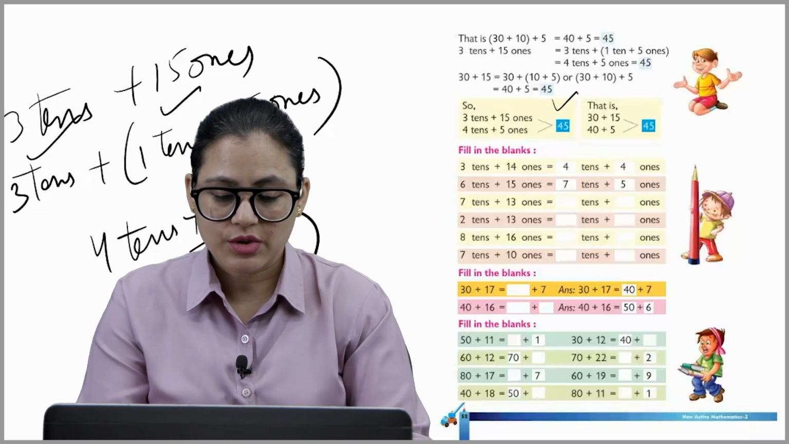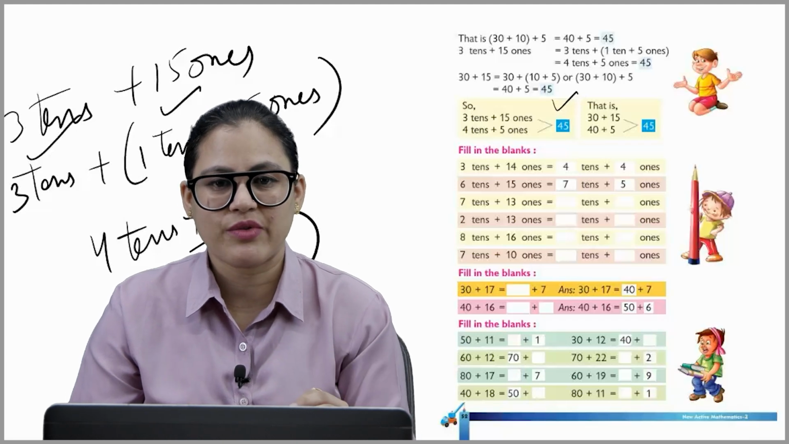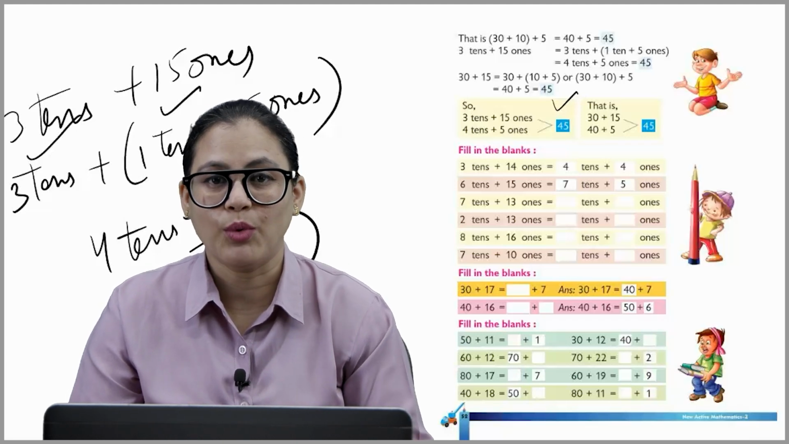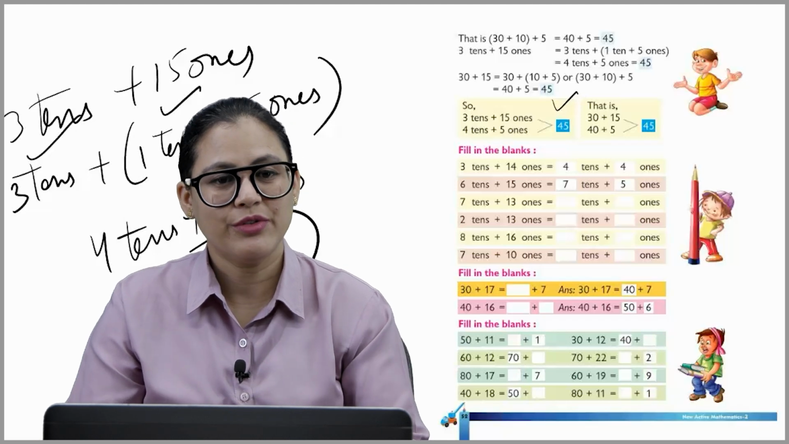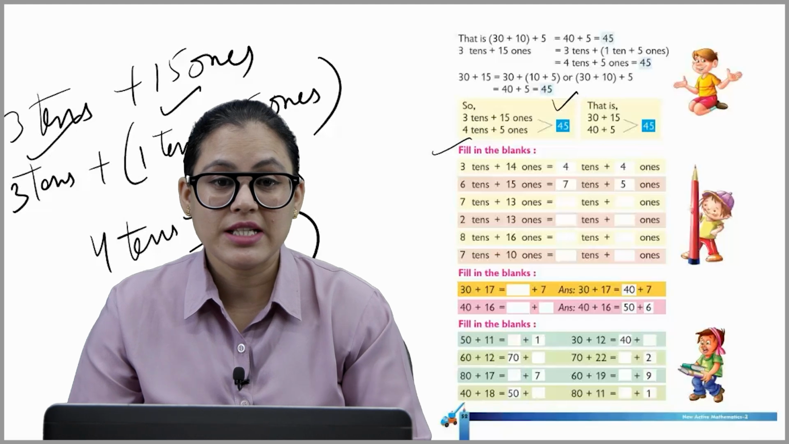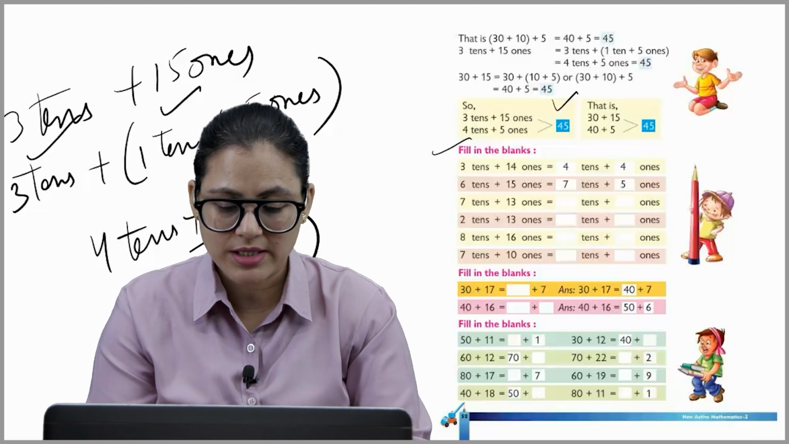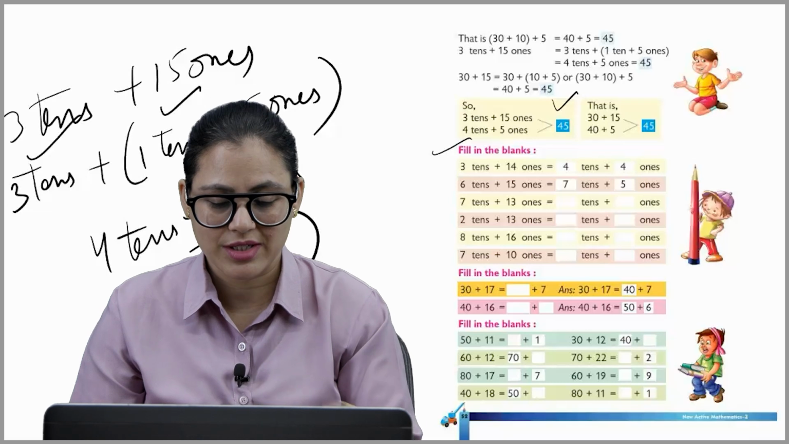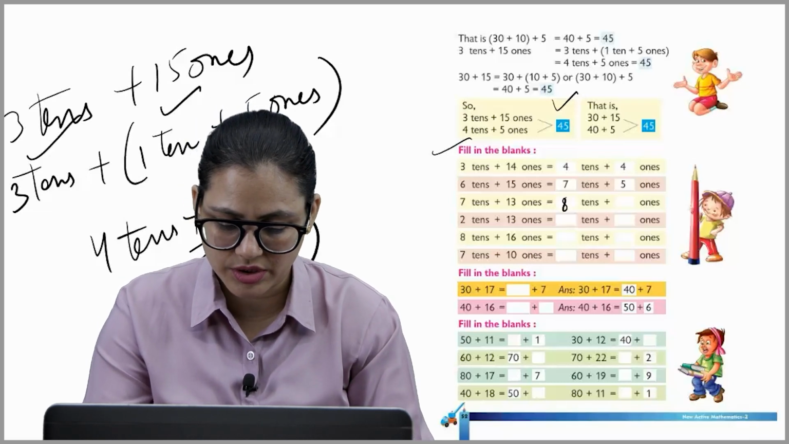That is, 3 tens plus 15 ones is 30 plus 15, and 4 tens plus 5 ones means 40 plus 5. In both cases, we will get the answer 45. Now fill in the blanks. 7 tens plus 13 ones. 13 ones is 1 ten plus 3 ones. So 7 plus 1, 8 tens and 3 ones.